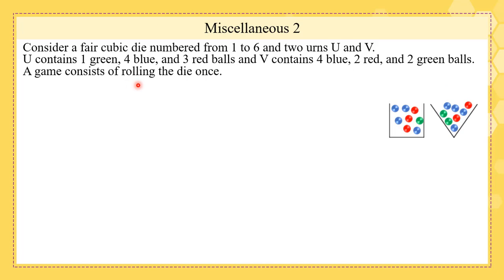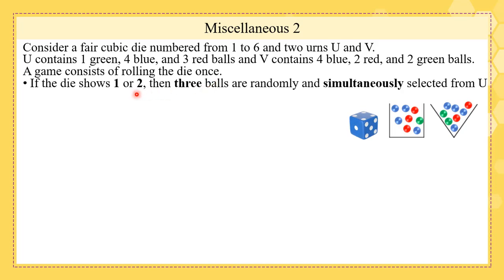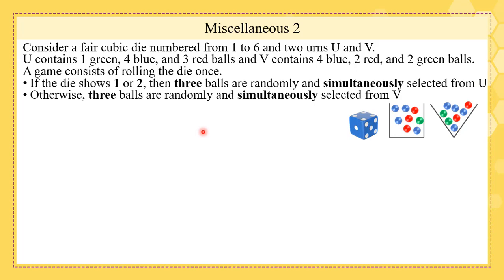Now a game consists of rolling the die once. So we have to roll the die. If the die shows 1 or 2, then 3 balls are randomly and simultaneously selected from U. Otherwise, 3 balls are randomly and simultaneously selected from V. So we have to roll the die first. After rolling the die, if we get 1 or 2, we will choose 3 balls simultaneously from U. And if we get a 3, 4, 5, 6, we're going to choose 3 balls simultaneously from V.